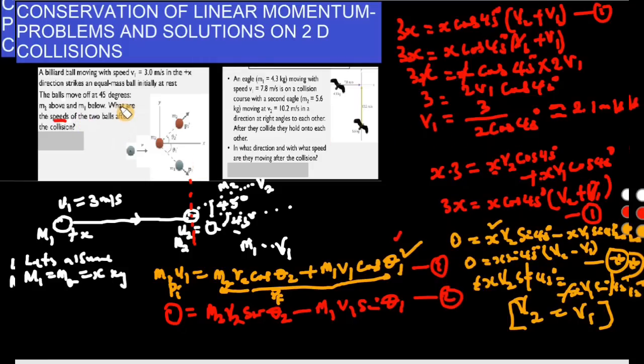So what are the speeds of the balls after the collision? Both will have the speed of 2.1 meters per second. So their speeds are the same. So the answer for this is 2.1 meters per second.